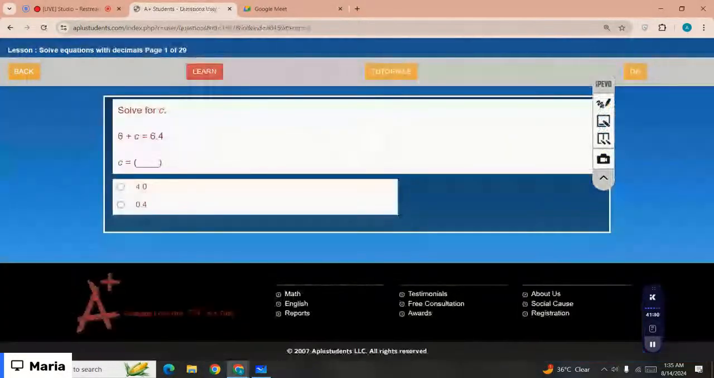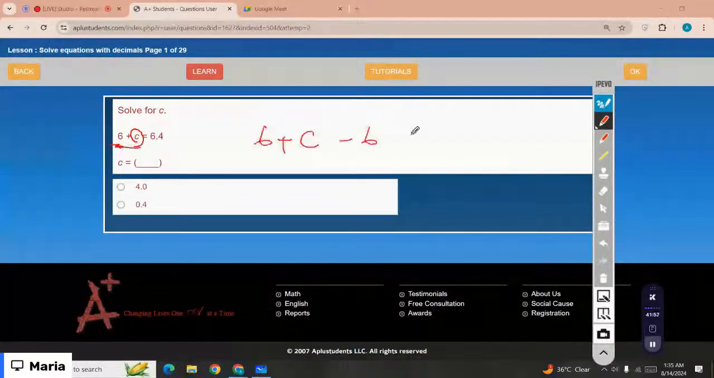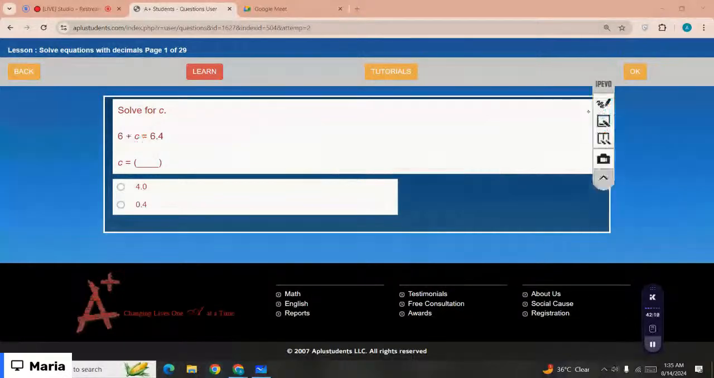That is solve for c. You need to solve for c. So first thing is isolate. The isolate means you need to move that 6 to the other side, right? So 6 is adding on this side. When you need to remove it from this side, you need to subtract it. Minus 6 is 0. You are left with simply c, and 65.4 minus 6 is 0.4. So the correct option is 0.4. That's option number 2. Got it?